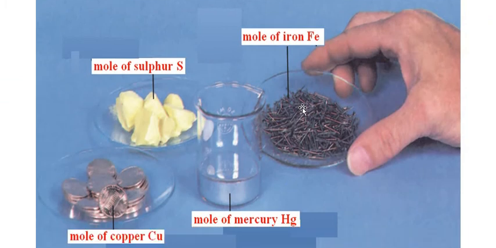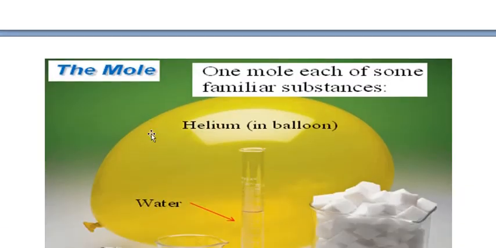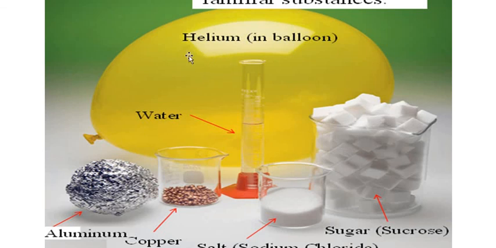This is 1 mole of iron, 1 mole of mercury, 1 mole of copper, 1 mole of sulfur, 1 mole of helium inside the balloon here. All this amount is 1 mole of sucrose, the table sugar, 1 mole of copper, 1 mole of aluminium. 1 mole of any substance can be seen because it contains a greater number of atoms or molecules, Avogadro's number of atoms or Avogadro's number of molecules.